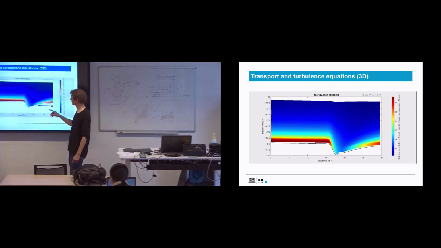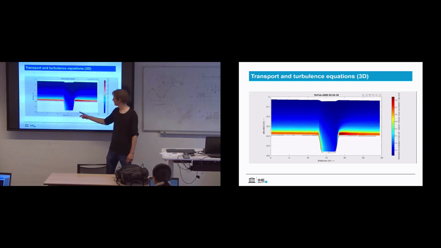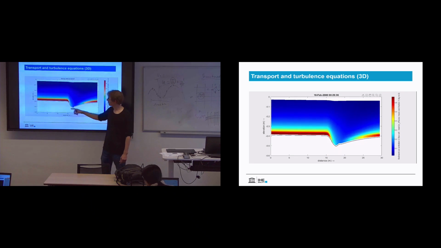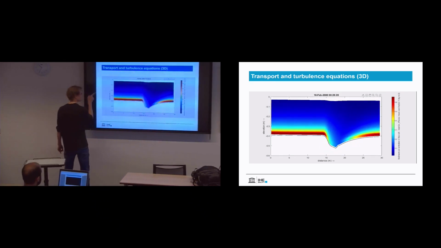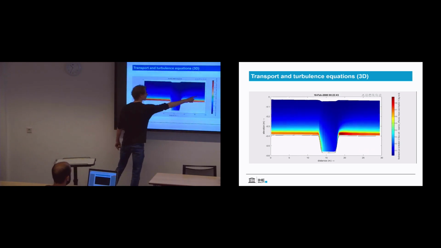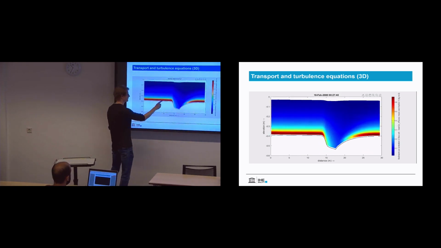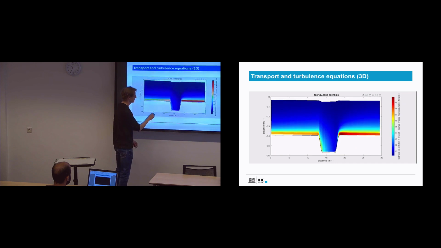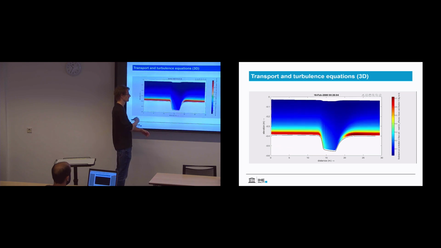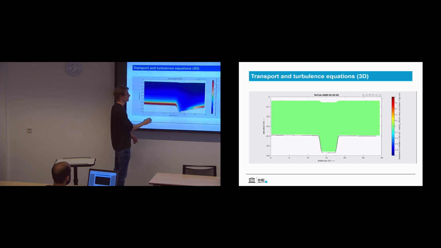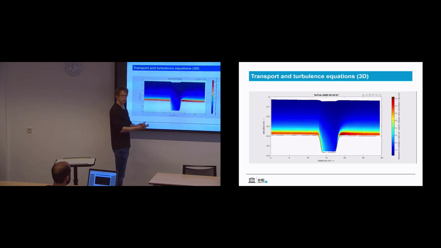So what you see here is the flume. It's 30 meters long and about half a meter deep. We have the discharge coming in from this side, and we have a water level imposed on that side. We have a sandy bed here with a trench in it. And what we see in the first 5 minutes is that the flow needs some time to stabilize, right? Till we get nicely uniform conditions. And then we switch on our morphological change.